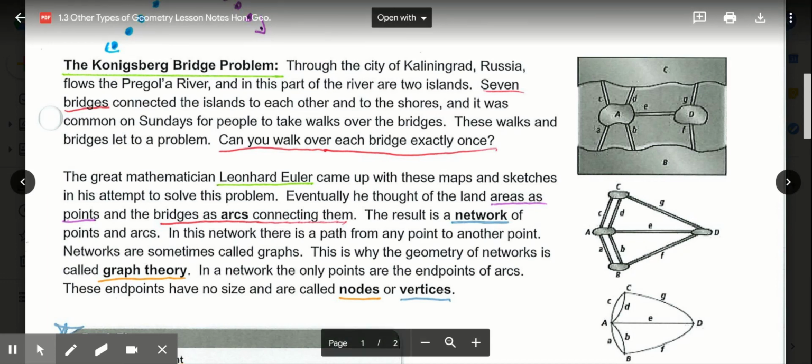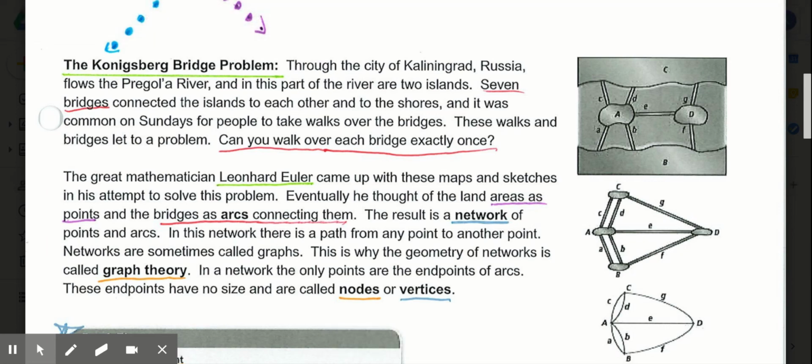All right, so hopefully you actually paused the video and tried to answer that. If you didn't, then we're just moving on, and you kind of skipped that purpose, but we'll move on to what ended up happening with this problem. So a great mathematician, Leonhard Euler, did quite a few different principles and ideas. He came up with maps and sketches in his attempt to solve this problem.